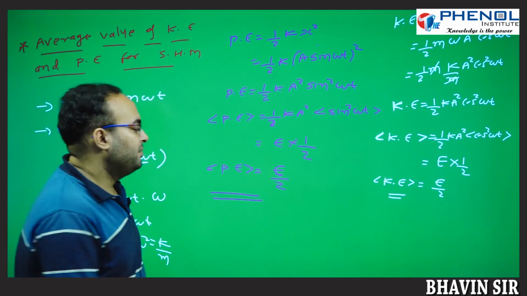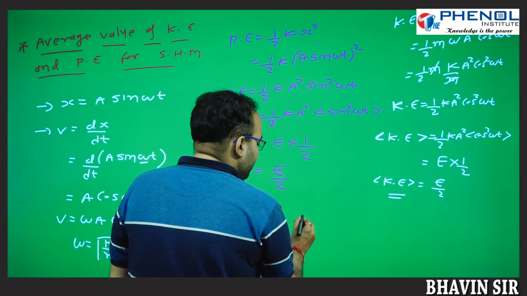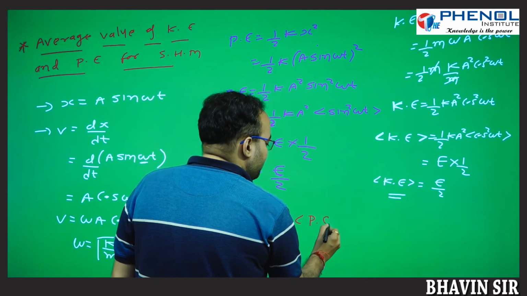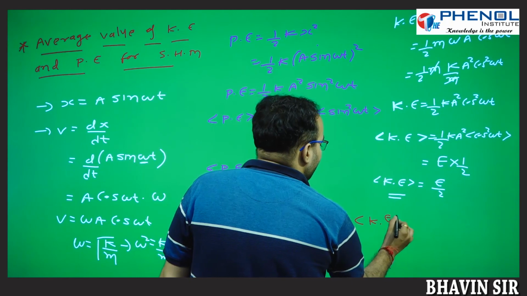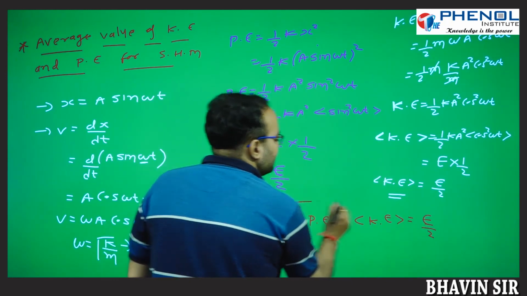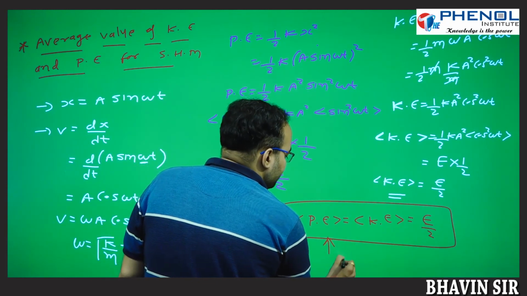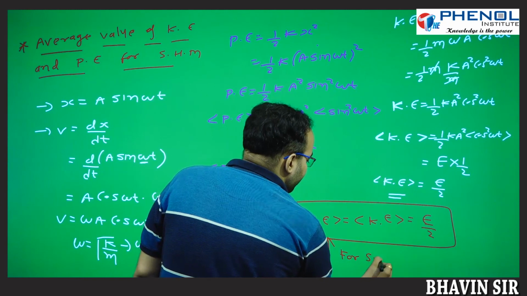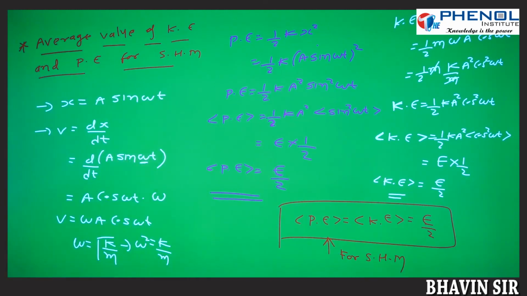So always remember, the average value of potential energy and kinetic energy is what? Half of total energy for SHM. For SHM, the average value of potential energy and kinetic energy is half of total energy.